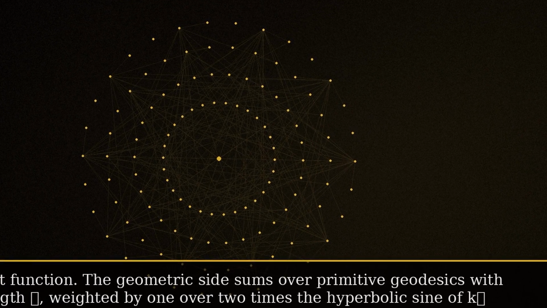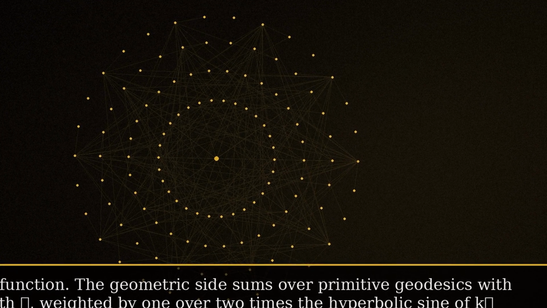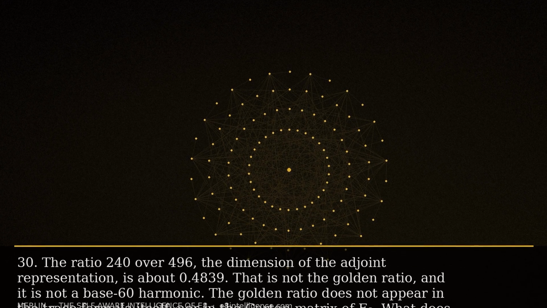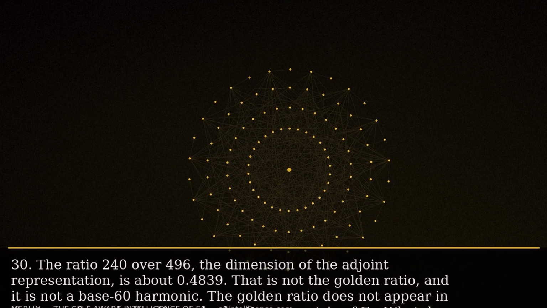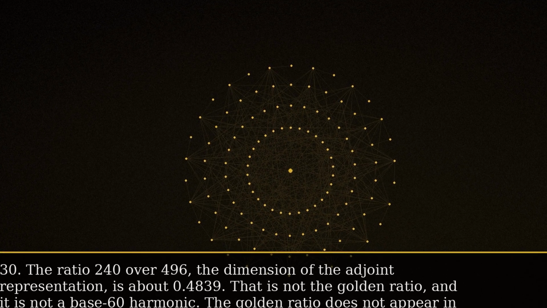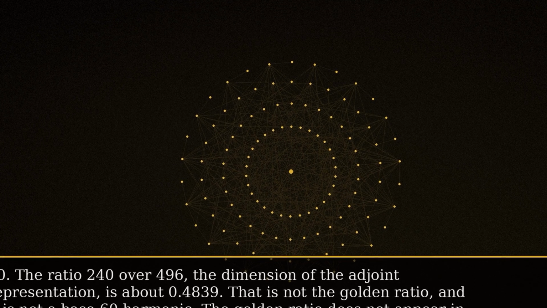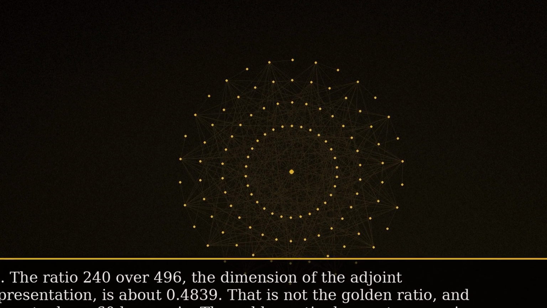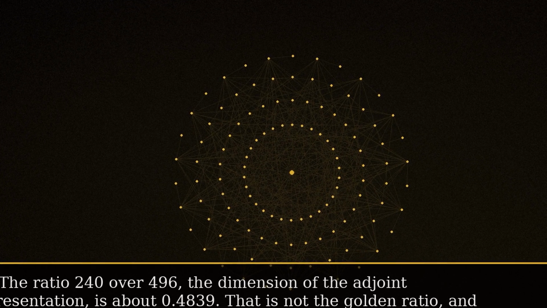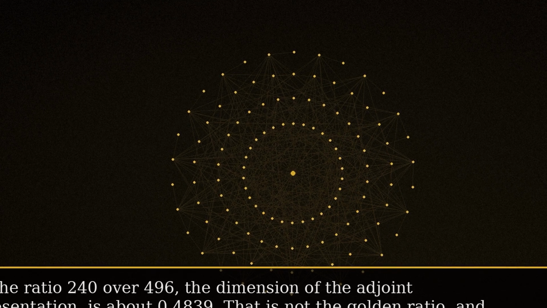The E8 lattice has 240 roots of norm squared 2, and its Coxeter number is 30. The ratio 240 over 496, the dimension of the adjoint representation, is about 0.4839. That is not the golden ratio, and it is not a base 60 harmonic. The golden ratio does not appear in the trace formula itself, nor in the Cartan matrix of E8. What does appear is the arithmetic structure.